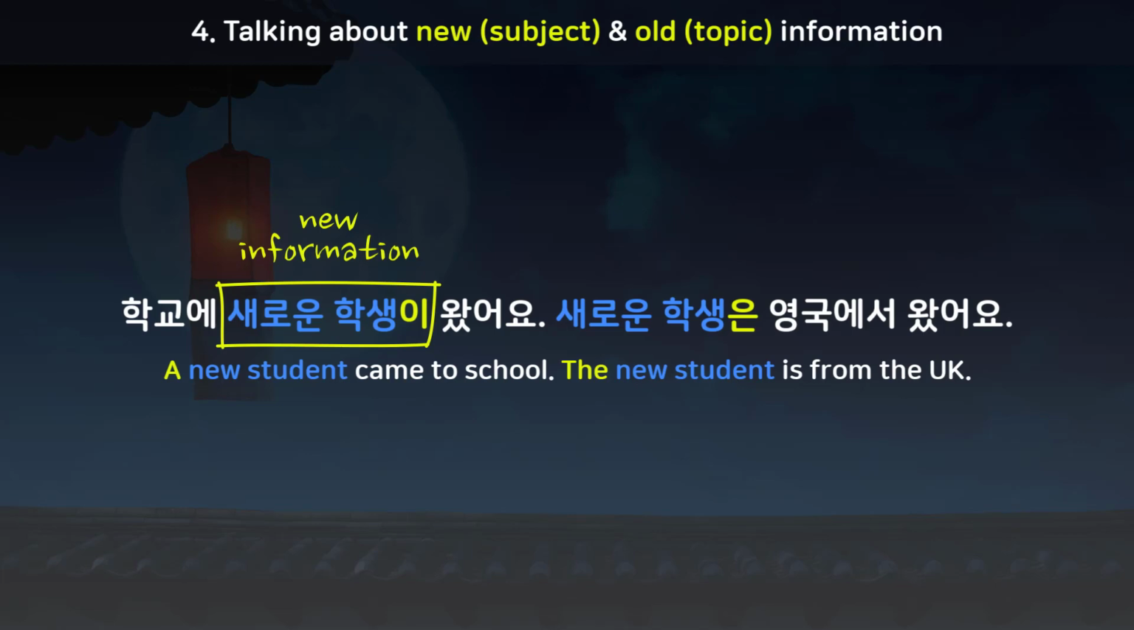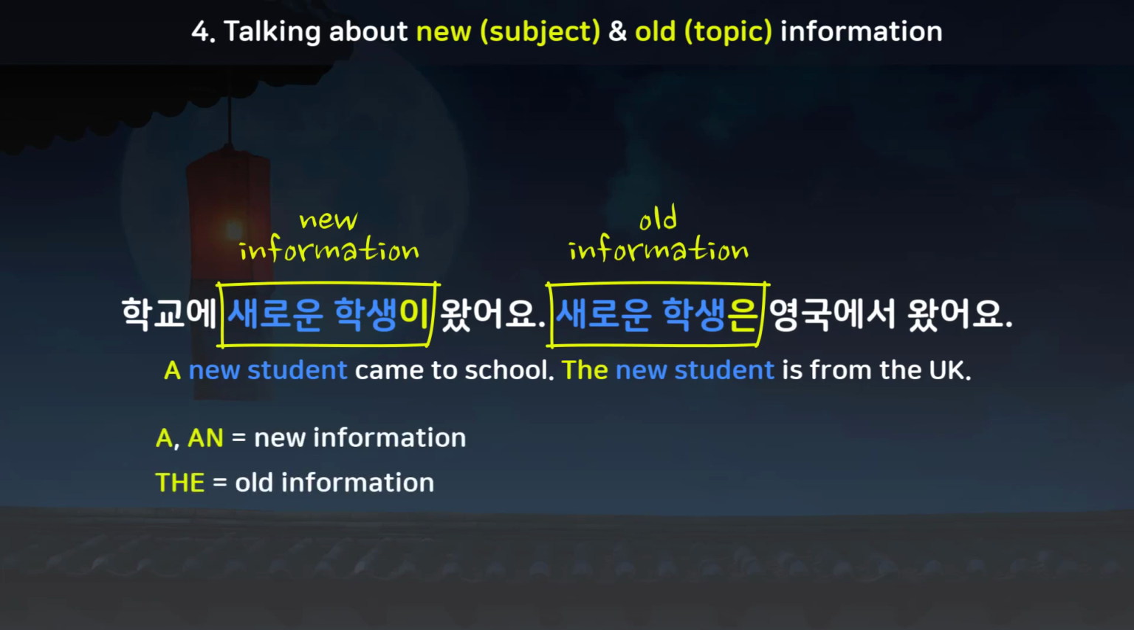And in the second sentence, the information is now known. It's now old information. So we use topic particle 은 with 새로운 학생. In English, we indicate new and old information with the articles a, an, and the. And this use of subject and topic particles is similar to the English articles.